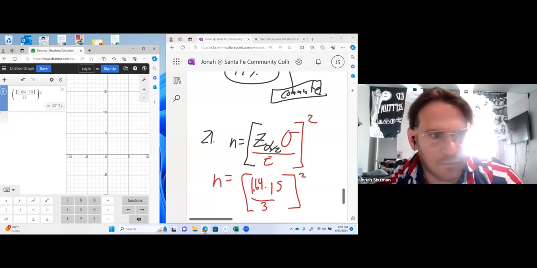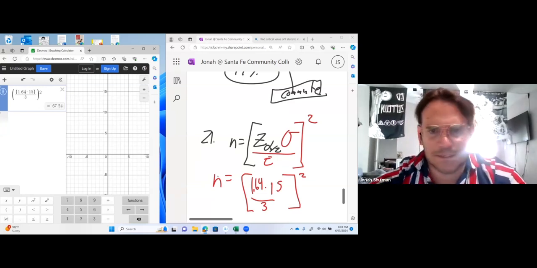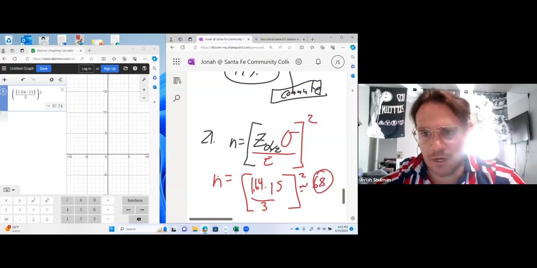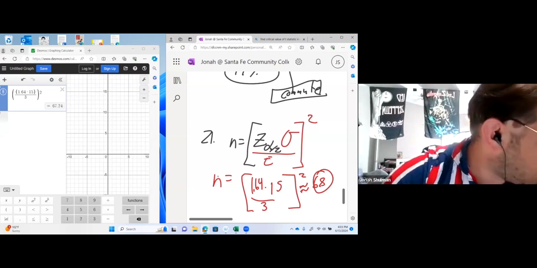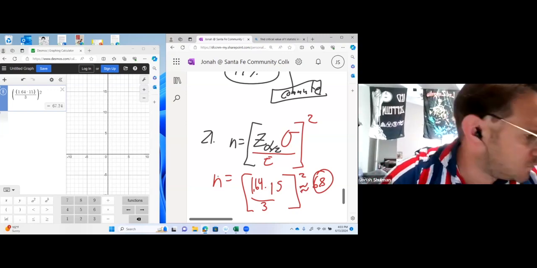times 15 over 3 squared, 67.24. So this is going to be 68 because why? We always have to round up for people. I'll look it up. 21, right?